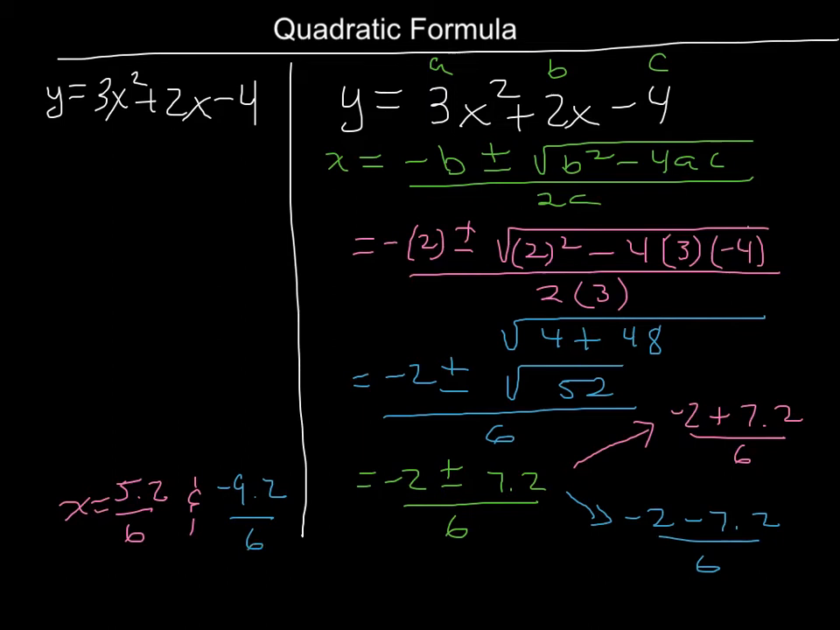Okay, so those are our answers for this quadratic formula. X is equal to 5.2 divided by 6 and negative 9.2 divided by 6. Now I'll take a look at the next slide.